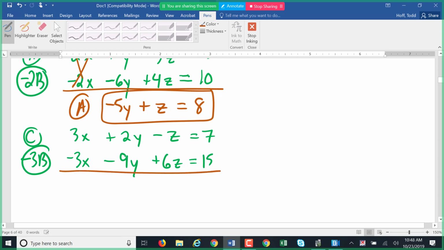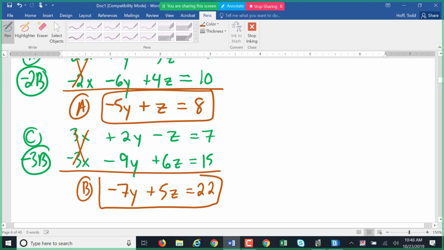So now when I add these equations, the x again is eliminated, which is good. I wanted to eliminate the same variable both times. I eliminated x both times. So 3x and -3x cancel out. 2y and -9y is -7y. -z and +6z is +5z. And 7 and 15 is 22. So that is my modified equation B.